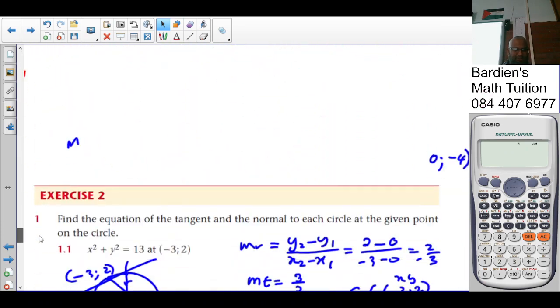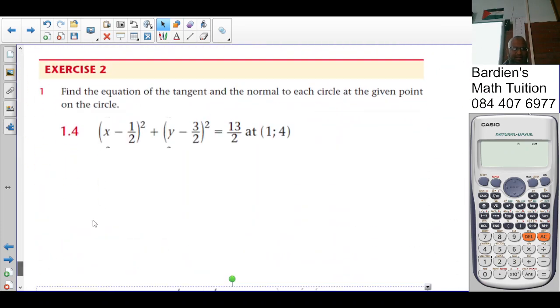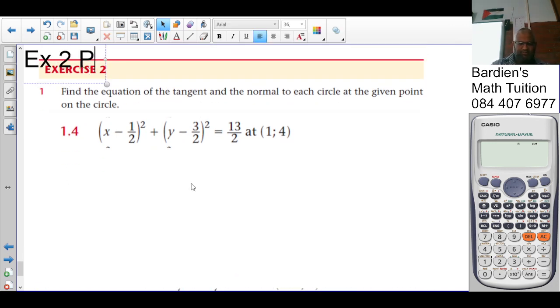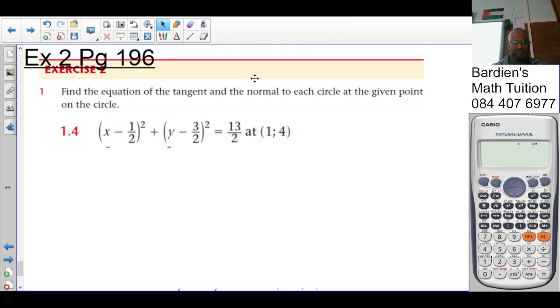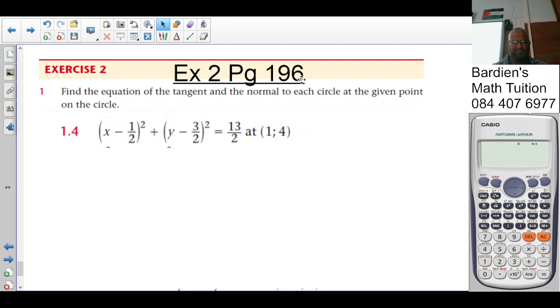Right, here we go. So the question was in the okay, what page is this? This is exercise 2, page 196. Oh yeah, that is this class again.